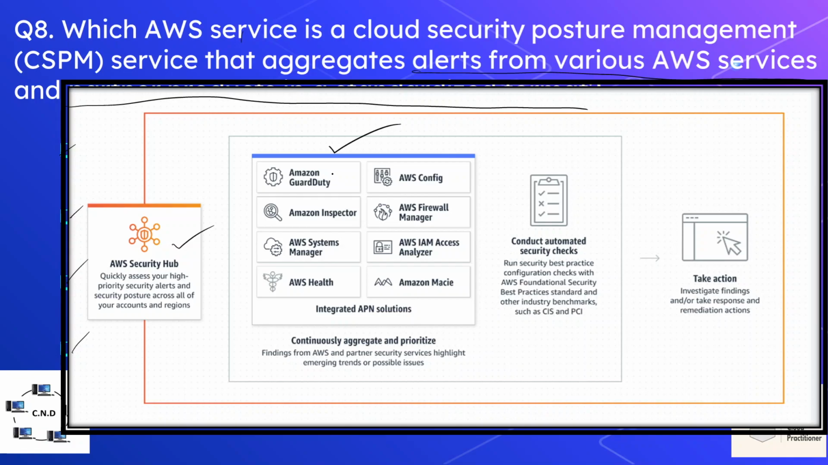In this, we can find different alerts from different services such as Amazon GuardDuty, Config, Firewall Manager, Amazon Inspector, and using these alerts from these services, the user can conduct automated security checks, and then using these security checks, the user can take action upon the investigation from these different services. So this whole thing happens inside the AWS Security Hub.